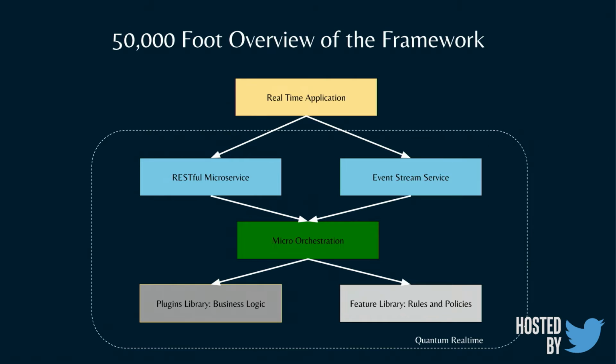The micro orchestration is core to what the framework does. So that's the Akka that Srikar mentioned, and that connects the services to the business logic. We maintain a shared library of plugins, and each plugin is a component of business logic that can be either shared across teams or customized to a team's needs. And the feature library are the rules and policies that the application developers are creating. So at a high level, these are the major pieces that you'll see throughout the rest of the slides.